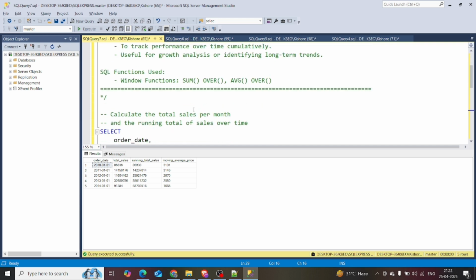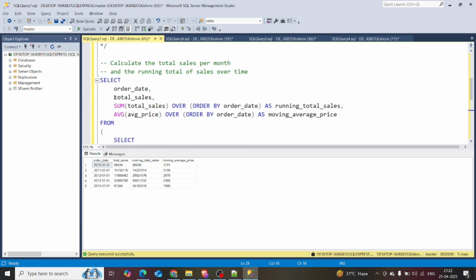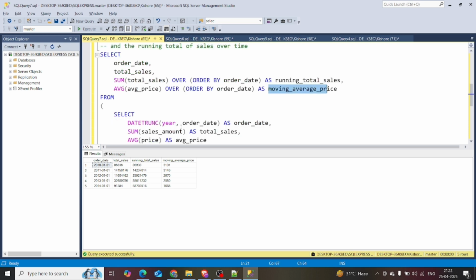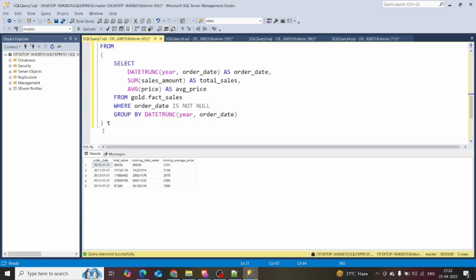First, we want to answer the questions: calculate the total sales per month, and calculate the running total of sales over time. For total sales, we break it into sections so the query becomes easy. It comes from the order date, and we calculate the total sales as the sum of sales, then SUM OVER as a window function for the running total. And for average price, we use AVG OVER order date as a moving average price, and we are writing a subquery; we then need to say which table it comes from.